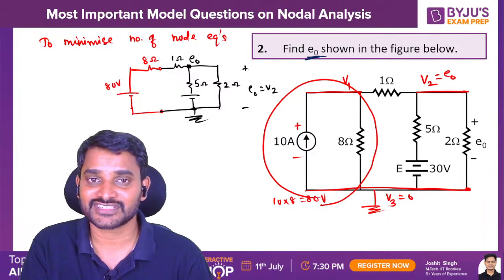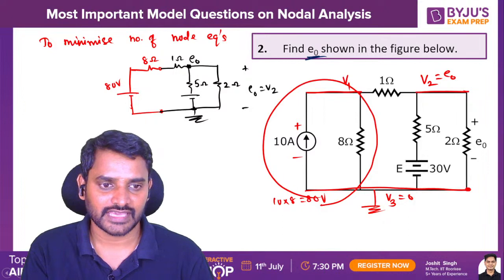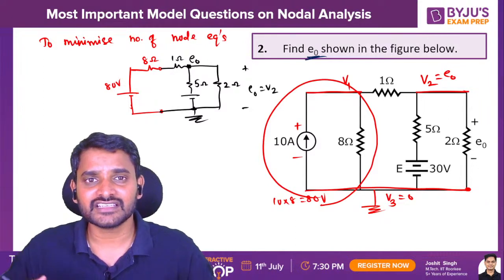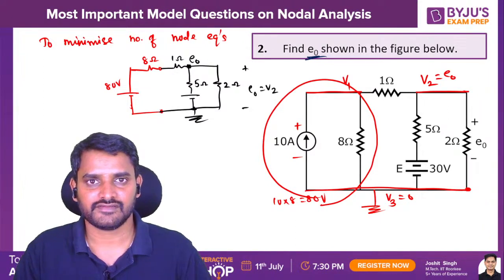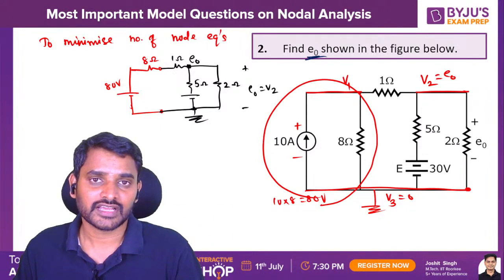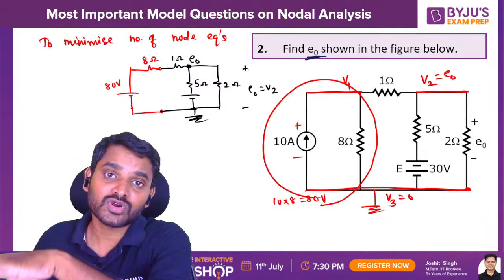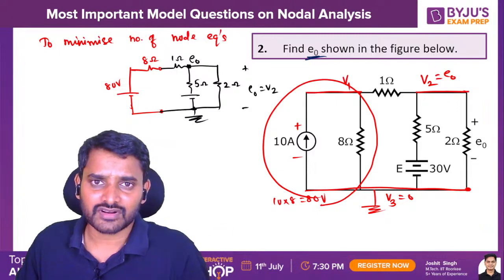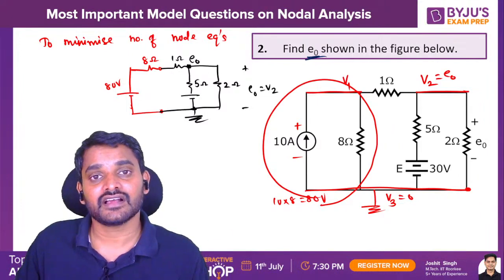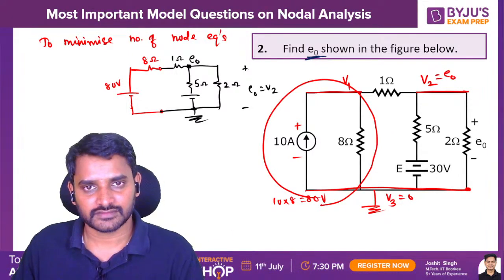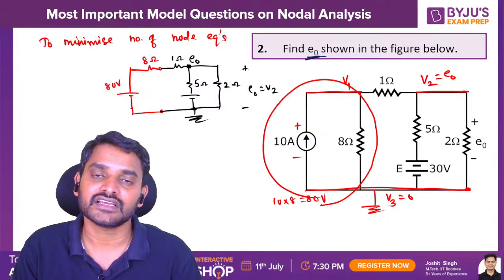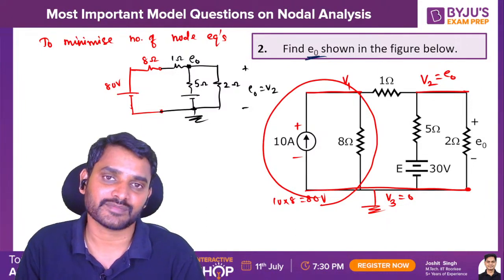Otherwise, what is the requirement of source transformation in network analysis? Any technique we implement in network analysis is to get the solutions very quickly. We learned KCL first, then KVL, and then the current division rule and voltage division rule. Keeping them aside, we move to nodal analysis and mesh analysis. Why? There might be some drawback. We may not get the solution from KCL, KVL, or the current division and voltage division rules. That's the reason we have come up with other techniques. Similarly, here also, source transformation is helping us to minimize the number of nodal equations or mesh equations.